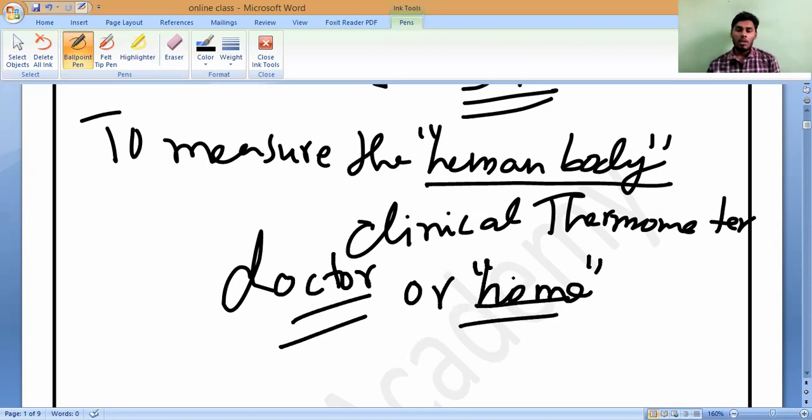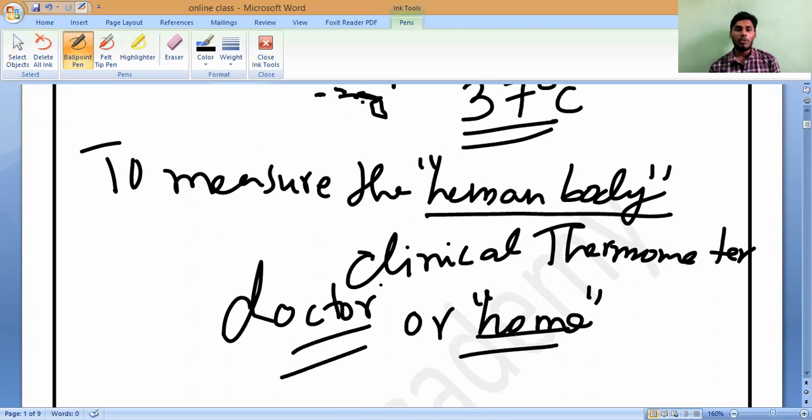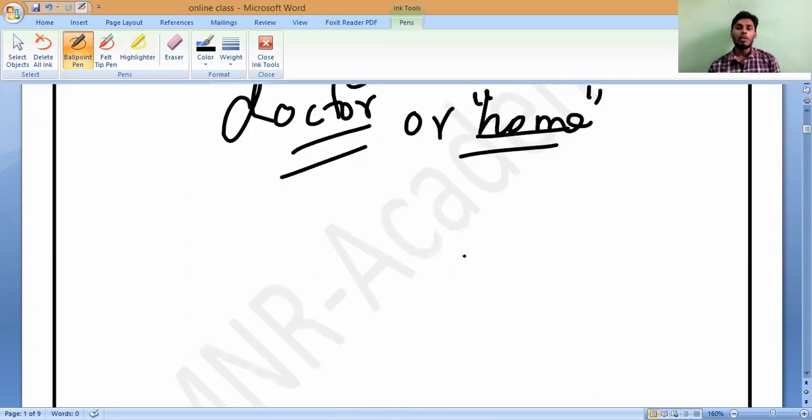So that is why I can say a clinical thermometer is a thermometer which we can use to measure the temperature of whom? The temperature of a human body. Understand? We can use it in hospitals, in the sense of by a doctor, or at home.